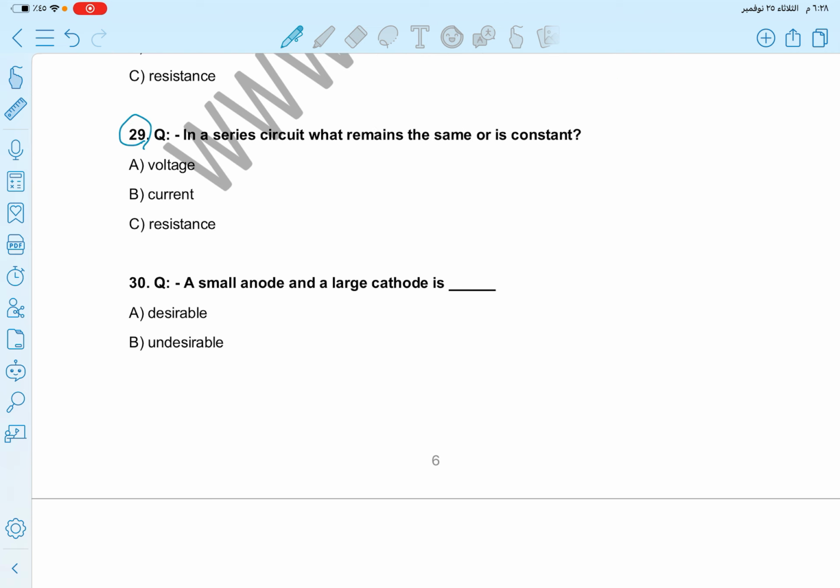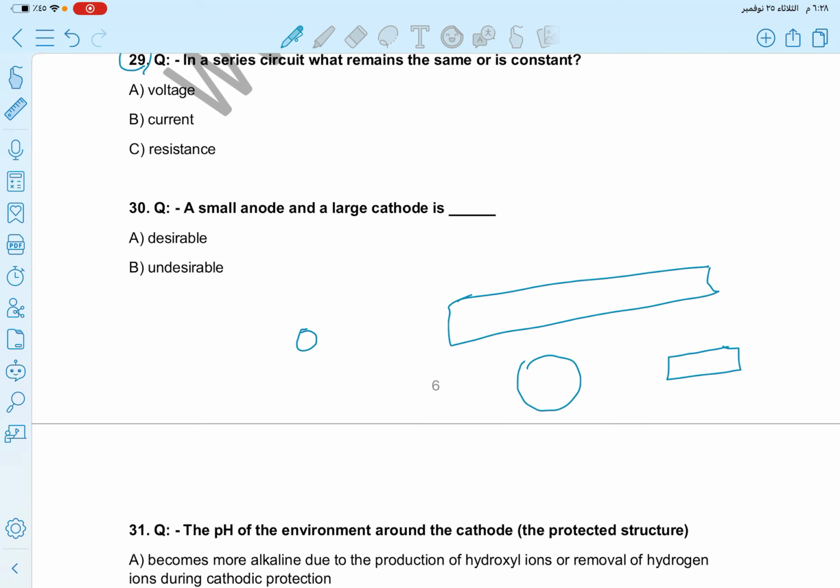A small anode and large cathode, is it desirable or not? It's very simple. If we have a very huge pipeline and a very small anode, is it good or not? What will happen here? And if we have the opposite, for example, a very small pipeline and a very huge anode, is it good or not?